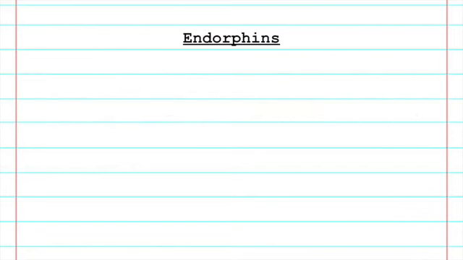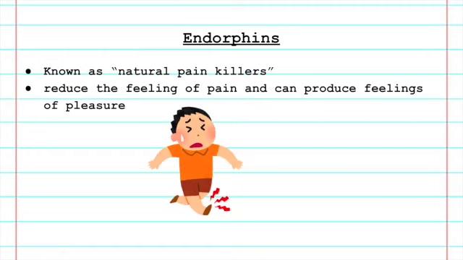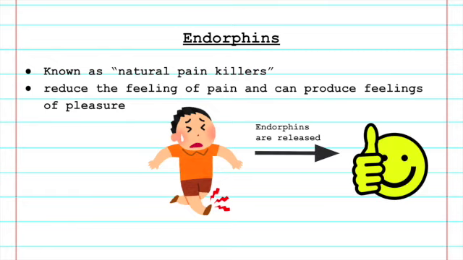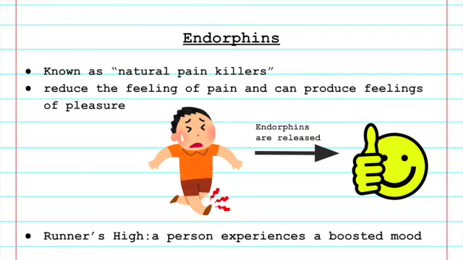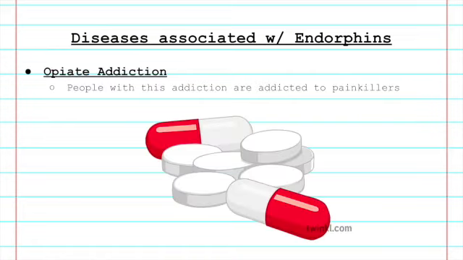One of the best known neurotransmitters are endorphins, otherwise known as natural painkillers. They reduce the feeling of pain and can reduce feelings of pleasure. This can be seen when you injure yourself. When you receive an injury, like a sprained ankle, your body will release endorphins to make the pain more bearable. Endorphins are also the cause of something called runner's high. This is when a person experiences a boosted mood. The disease associated with this neurotransmitter is opiate addiction. People with this addiction are addicted to painkillers.